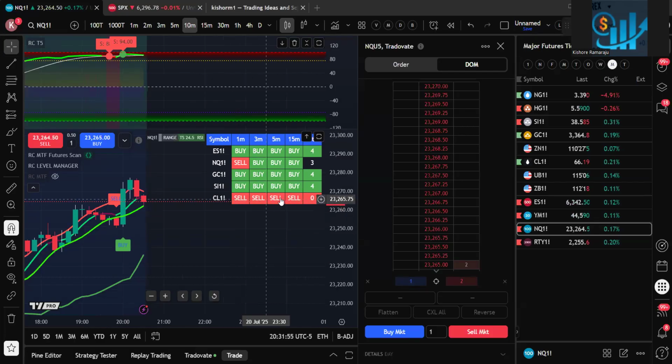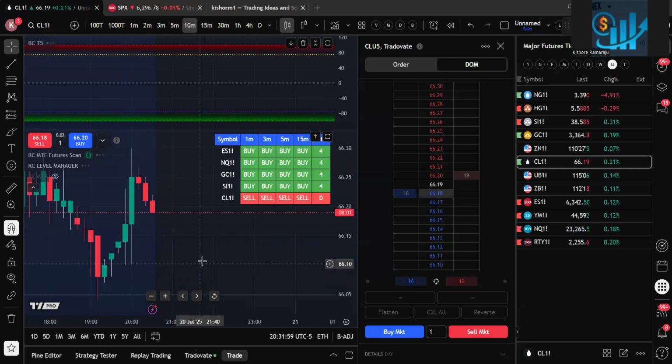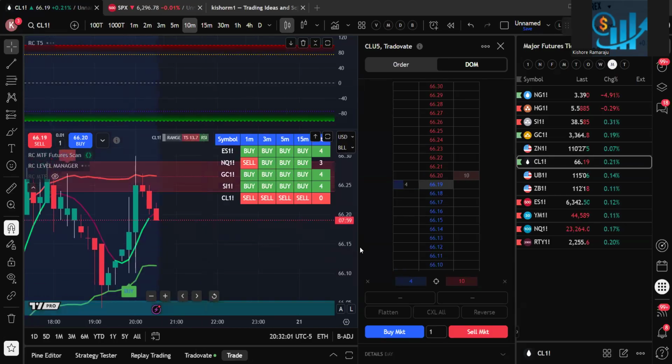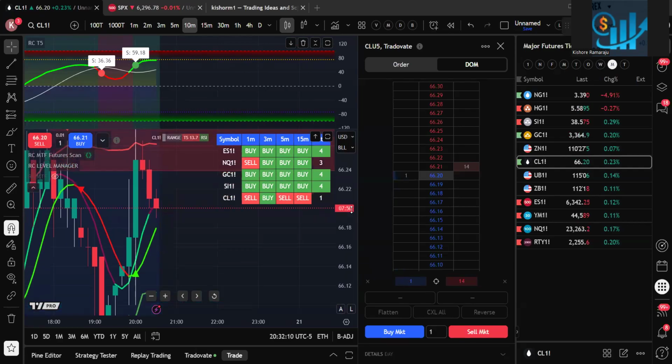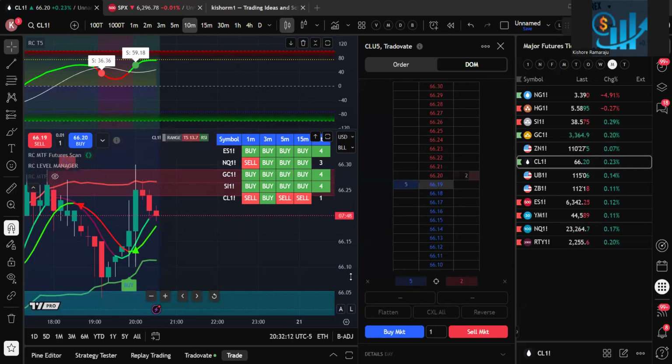So CL, now the score is 0, right? So if I get a sell signal on CL, we can take a short trade, right? It went all the way to this sell zone. The score also became 0. So if we see a sell signal now, we can confidently enter a short trade.